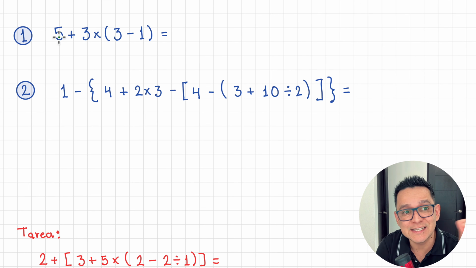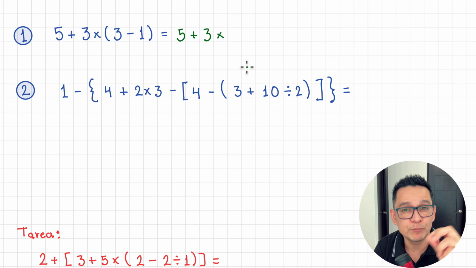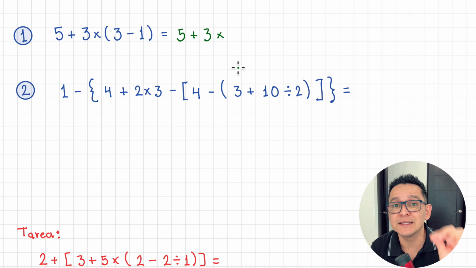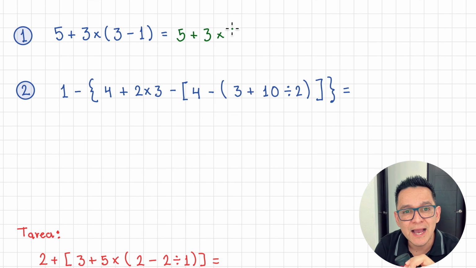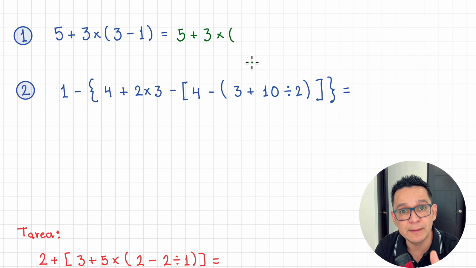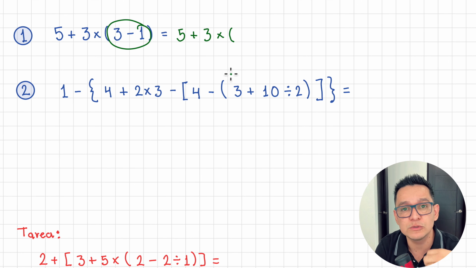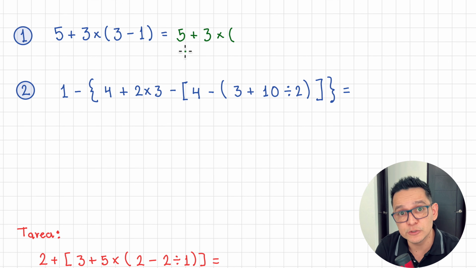So in this case, notice that this 5 I have here, I'm just going to copy it as it is. I'm also going to copy the plus sign for now, as well as the 3 and this parenthesis we have here. Why? Because I just told you that first we have to solve what? That's right, what is inside the parentheses. So I'm going to open the parenthesis and solve what's right inside here. Here we have 3 minus 1 and that's equal to 2.